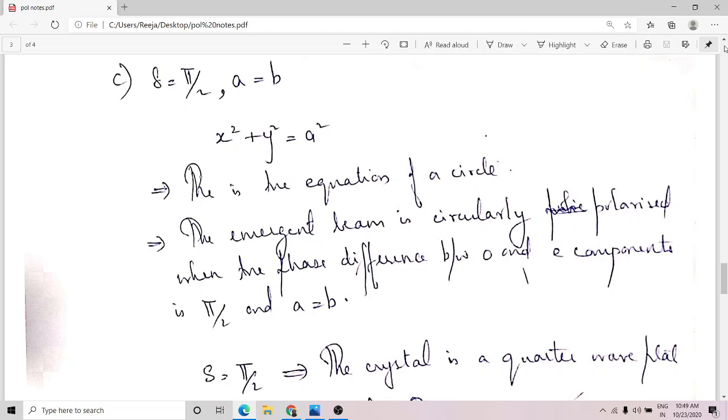and their amplitudes are equal, then you get circularly polarized light.